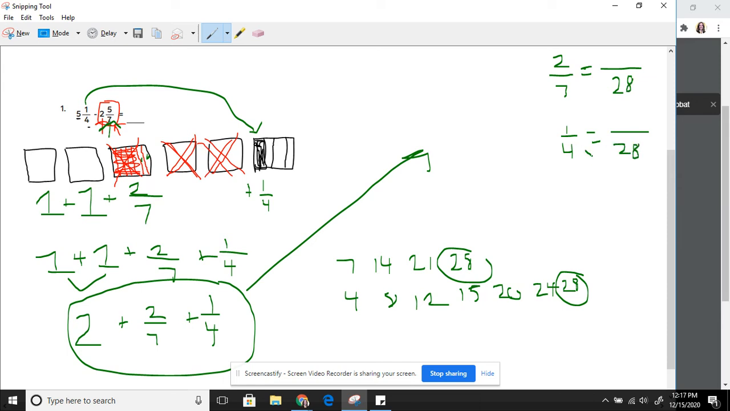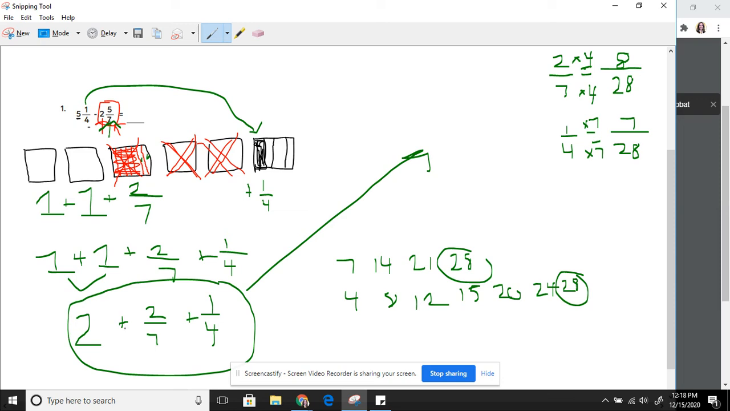Okay, so now we have to think, okay, how did I get from 4 to 28 using multiplication? Times 7, right? 1, 2, 3, 4, 5, 6, 7. Yeah, 4 times 7 is 28. And then so whatever you do to the bottom, you do to the top. Whatever you do to the denominator, you do to the numerator. We multiplied 4 times 7, so we have to do that with our numerator. 1 times 7 is 7. We've got 7 times 4 is 28. So we have to do 2 times 4, which is 8. Okay, so now we've got our equivalent fractions of 8/28 and 7/28, and we can now add those together.